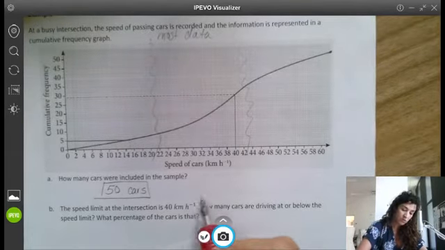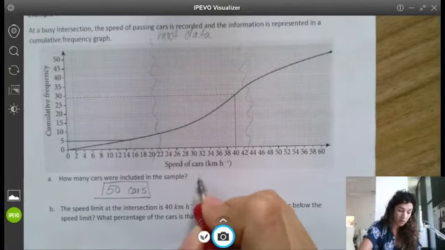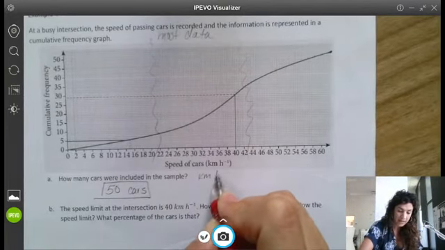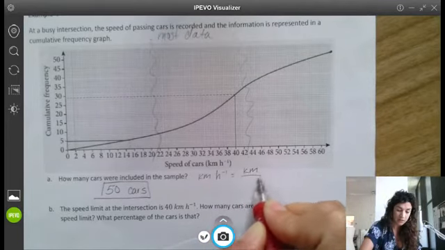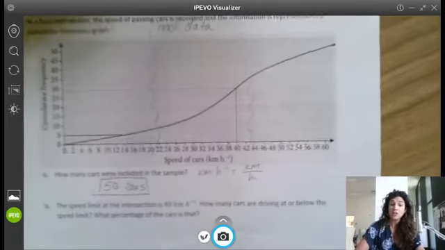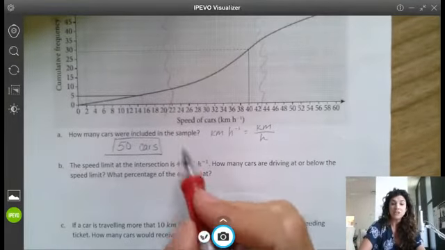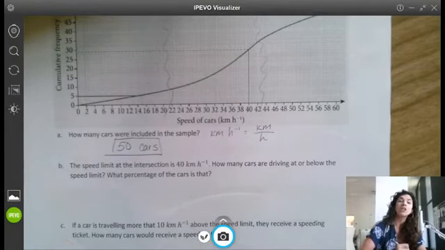Remember this -1, anything to the -1 is 1 over that thing. So kilometers per hour to the -1 equals kilometers divided by hours. So kilometers per hour. So it's just a speed. The speed limit at the intersection is 40 kilometers per hour. How many cars were driving at or below the speed limit? And what percentage of the cars is that?